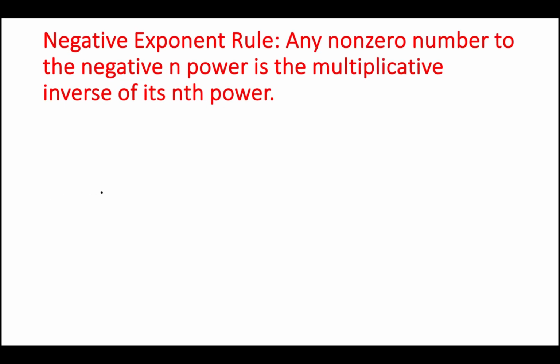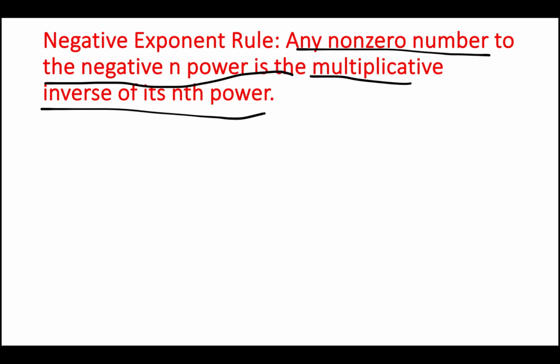Okay, negative exponent rule. Any non-zero number to the negative n power is the multiplicative inverse of its power. So for example, 5 to the power of negative 3. I'm going to erase and do it again. We would write it in this format.